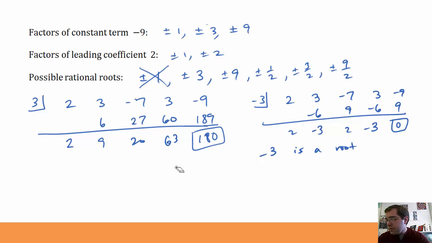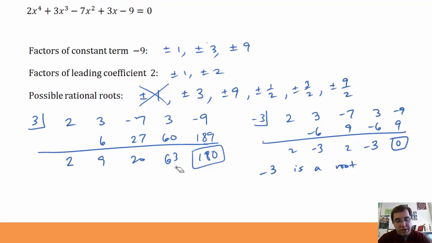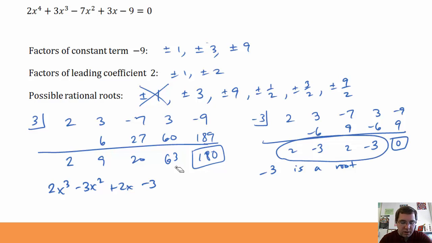Well, let's make this easier. If negative 3 is a root, we can take our original equation and divide it by negative 3, but hey, I already did that, and I get 2x cubed minus 3x squared plus 2x minus 3. That was my answer when I divided by negative 3. So that means my original polynomial, when divided by x plus 3, gives me 2x cubed minus 3x squared plus 2x minus 3. So now I just have to solve that.